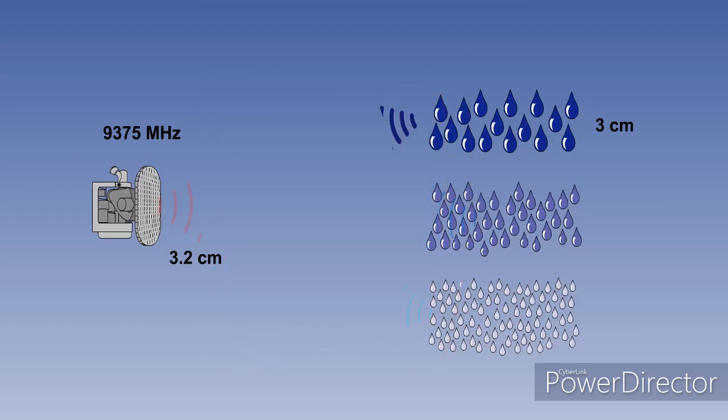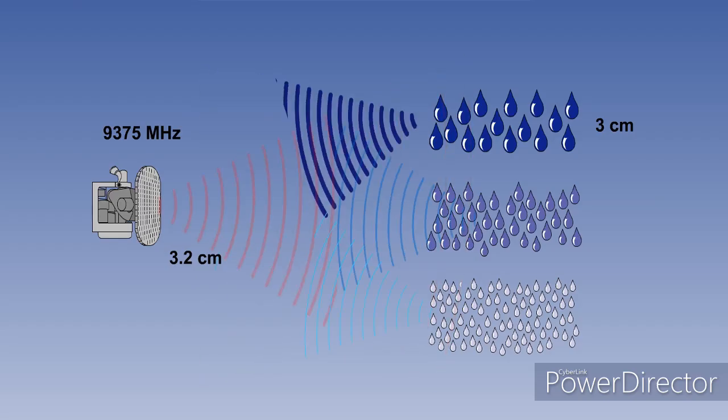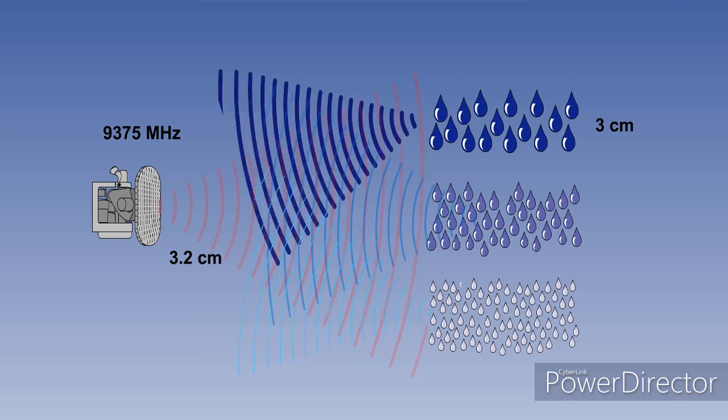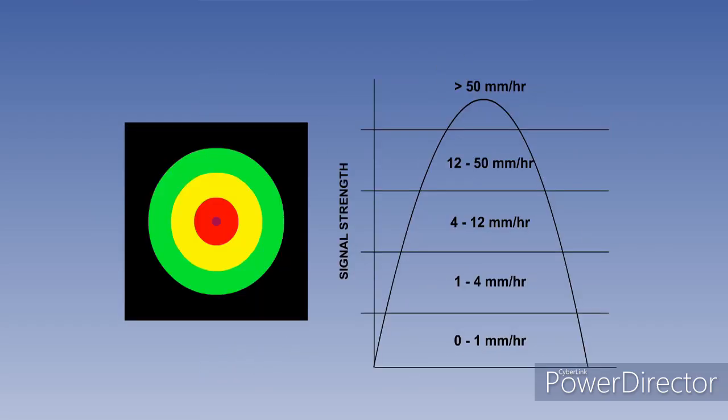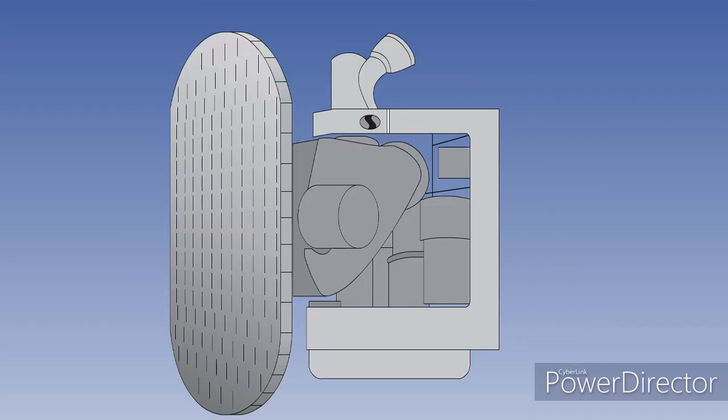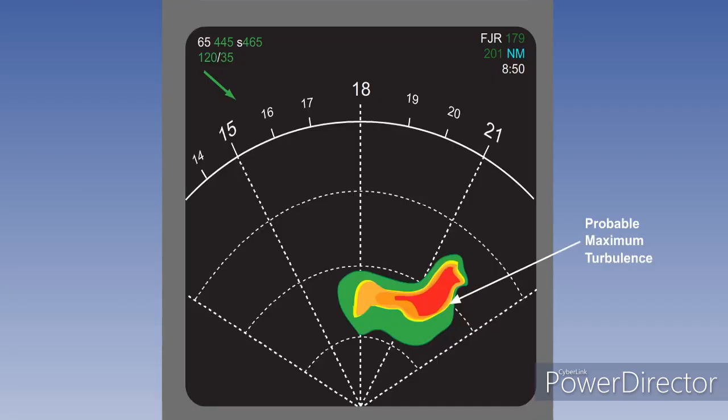Let's summarize this lesson. The frequency used is 9375 MHz because it gives good returns from large water droplets and heavy precipitation. The color gradation indicates the water droplet size. Green is the smallest, then yellow, red, and finally magenta, which is the largest. The scanner is stabilized to the Earth horizontal in pitch and roll. Turbulence is indicated either by a steep color gradient or by a magenta coloration.